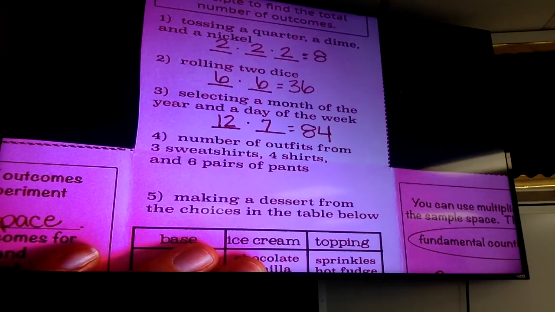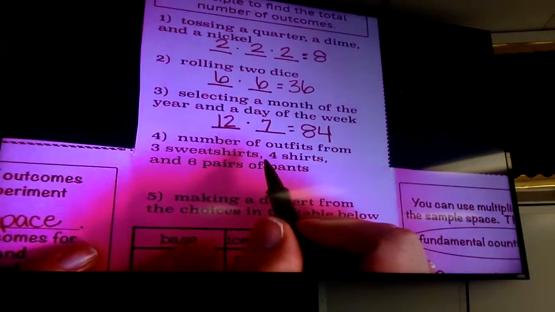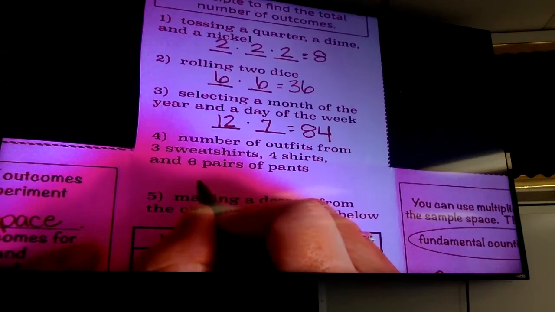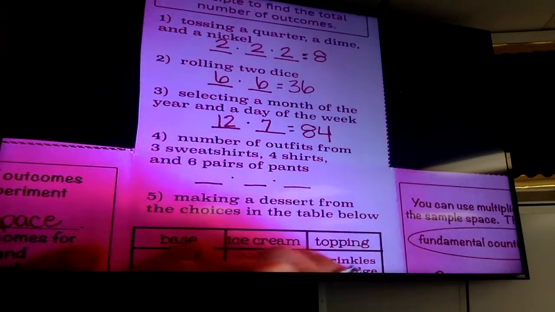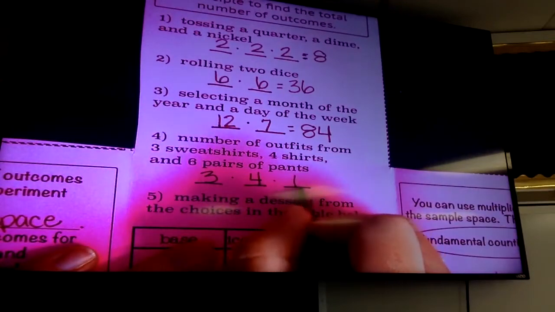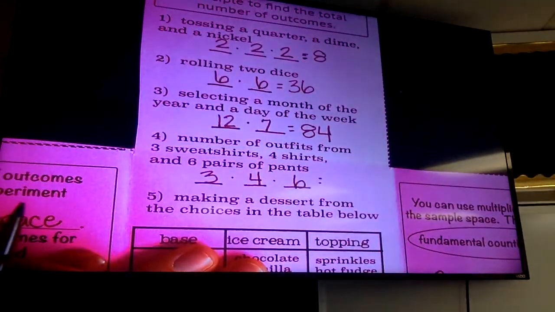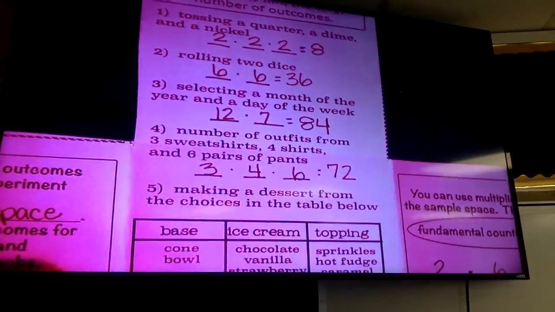Okay, I'm getting dressed this morning and I want to figure out an outfit. I have 3 sweatshirts I could choose from. I have 4 t-shirts I could wear underneath, and I have 6 different pairs of pants to choose from. So there are 3 things: sweatshirts, t-shirts, pants. If I multiply these together, it'll tell me how many different combinations I have. 3 times 4 is 12, and 12 times 6 is 72. I have 72 different outfit combinations.